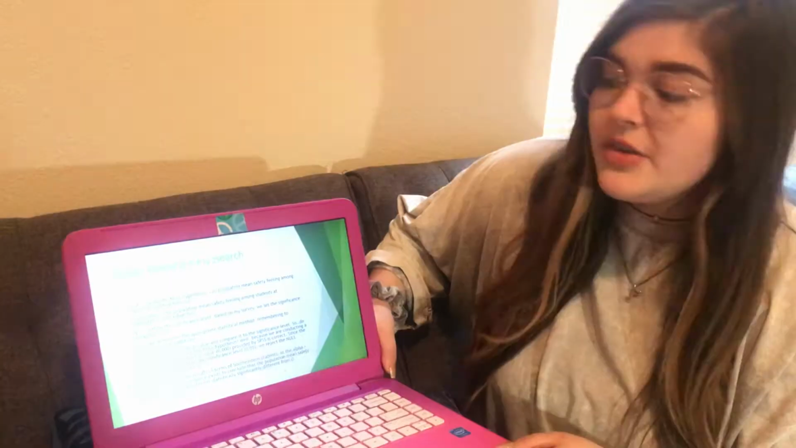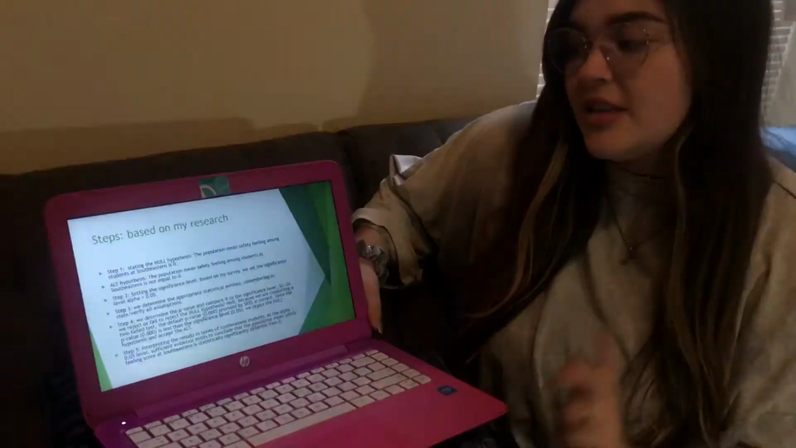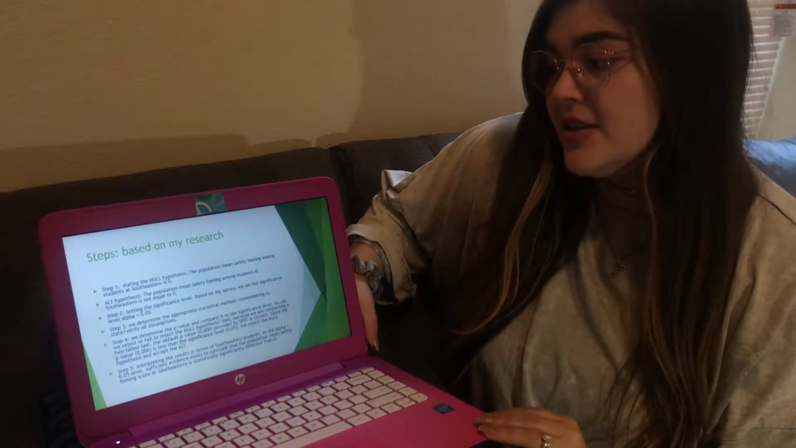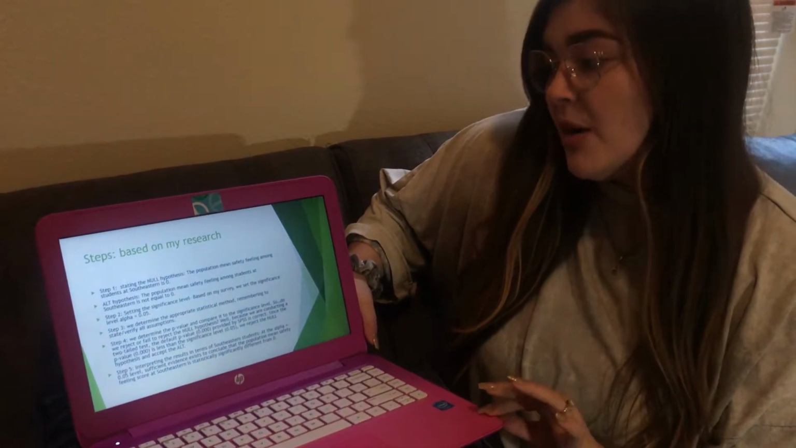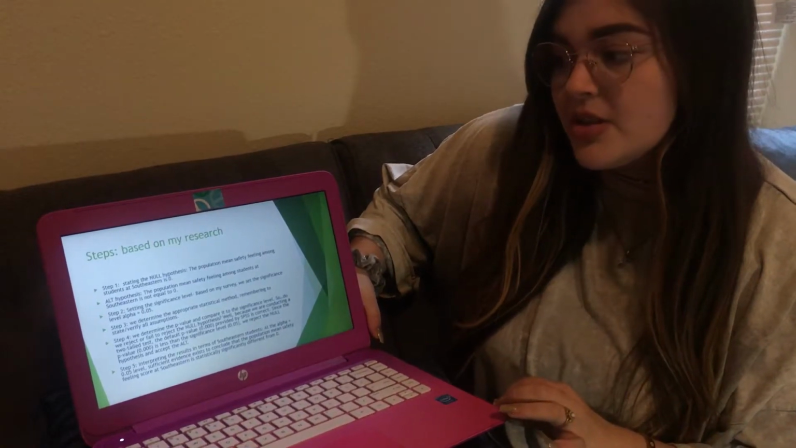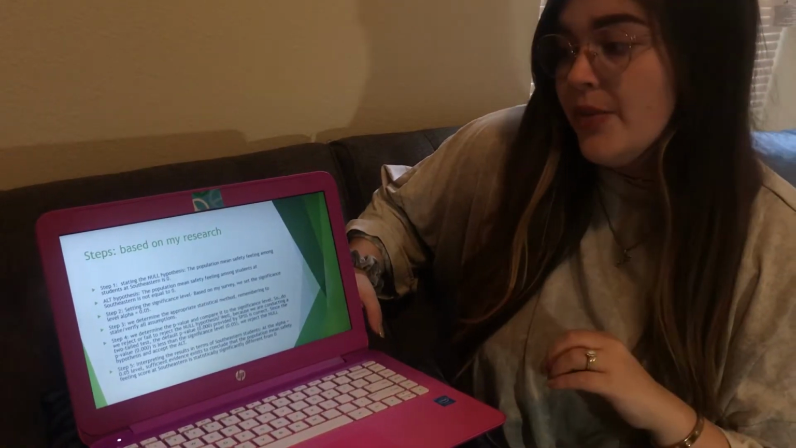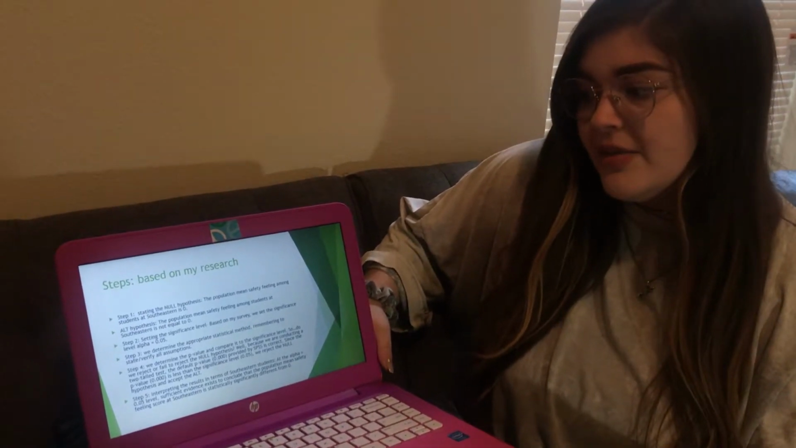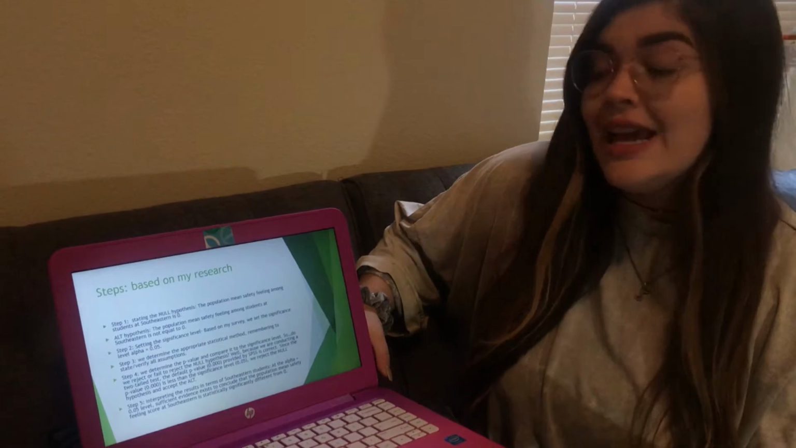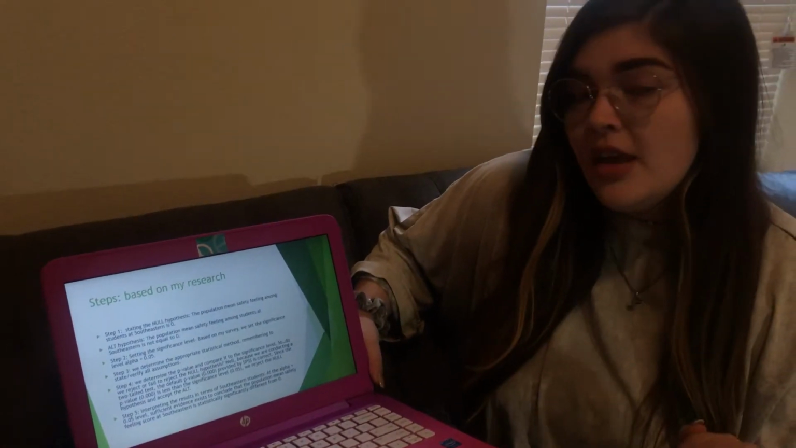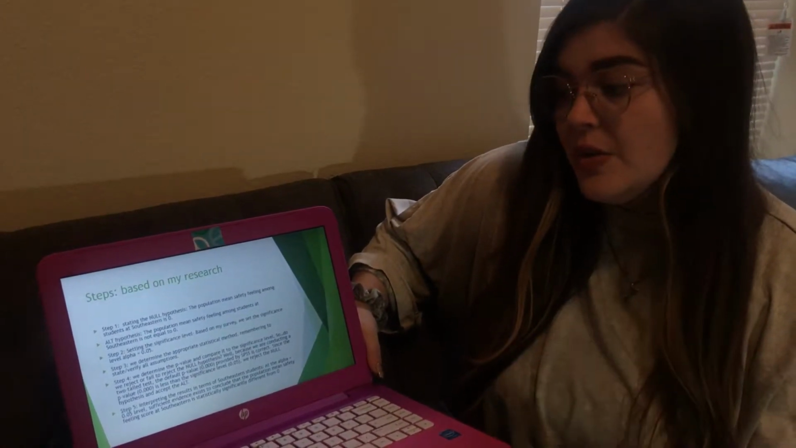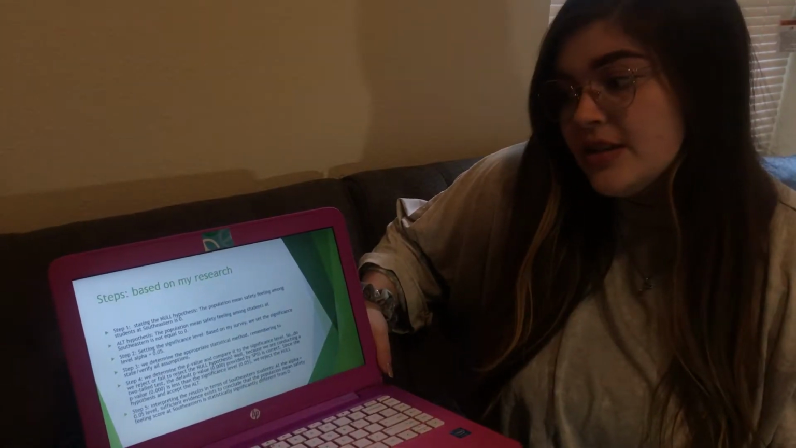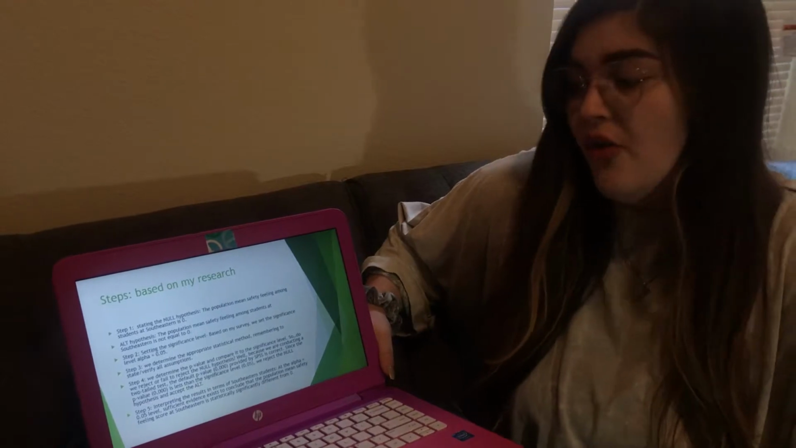So the steps based on my research, starting with step 1 by stating the null hypothesis and the alternative hypothesis. The null hypothesis states that the population mean safety feeling among students at Southeastern is 0. And the alt hypothesis, on the other hand, is population mean safety feeling among students at Southeastern is not equal to 0. And this moves on to step 2, which is setting the significance level. And based on my survey, we set the significance level to 0.05.